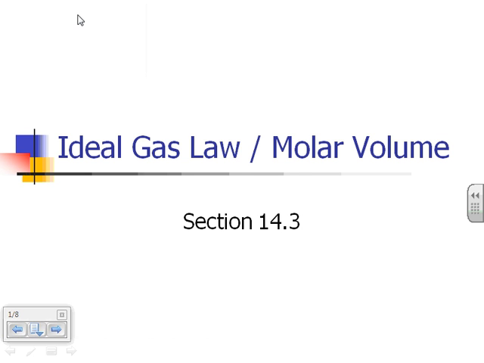Welcome to the presentation on the ideal gas law and molar volume. You'll need your periodic tables out for this. We're going to be looking at a couple of different things on them, including the molar volume, which is on the bottom of the front page.